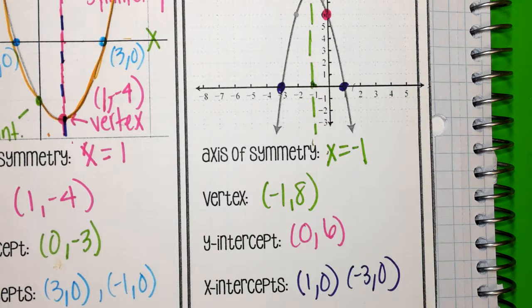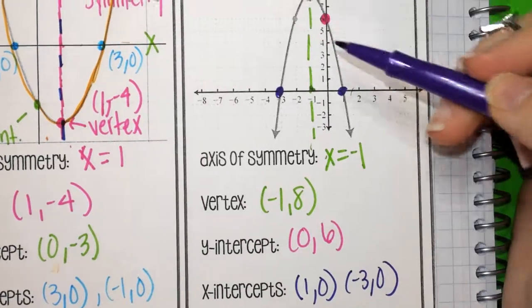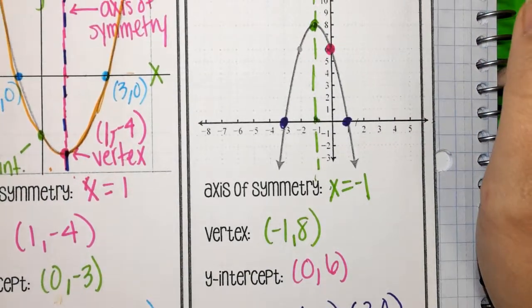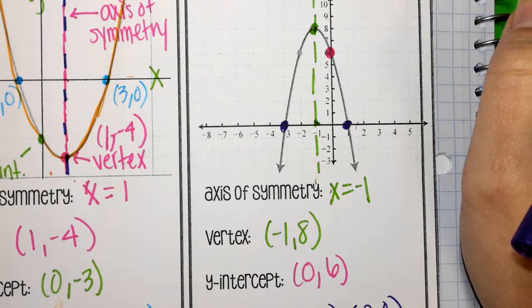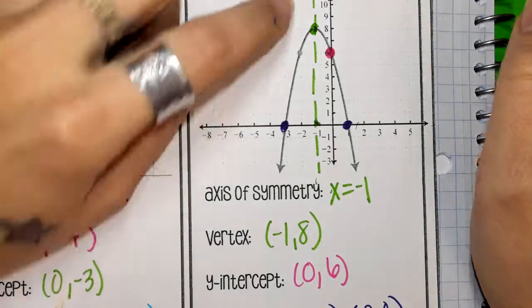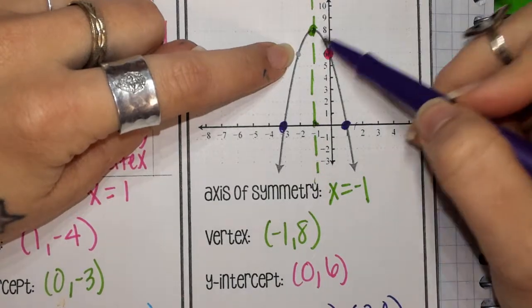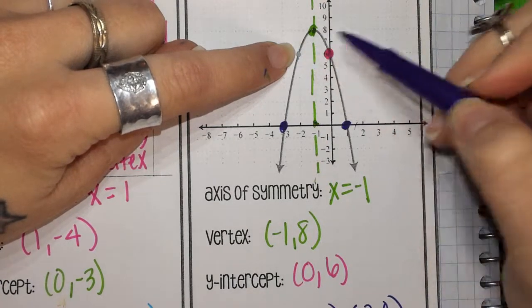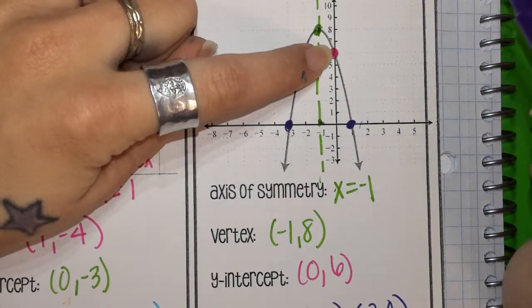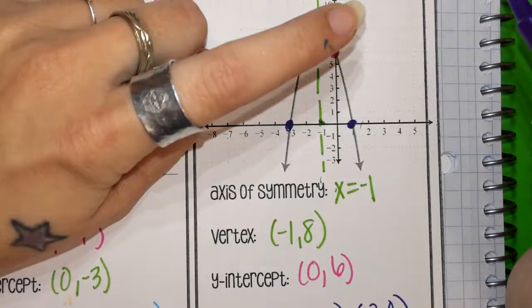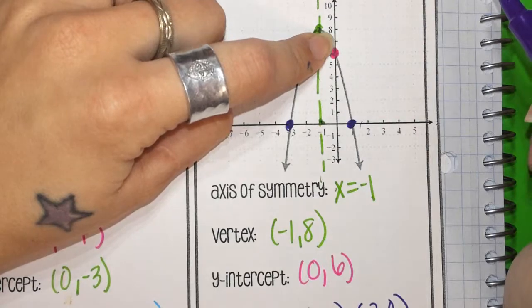Okay, what about the y-axis? We already did that. It's the pink dot. That other point does not cross the y-intercept. There is only one point that crosses the y-intercept, so you only have one for the y-intercept.